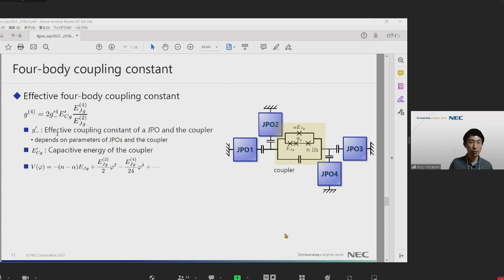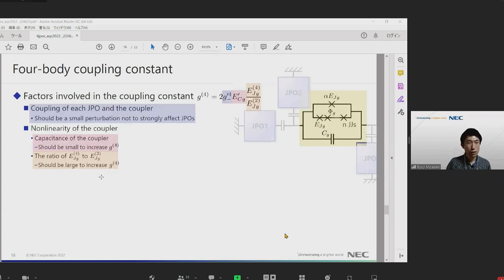G minus prime is the effective coupling constant of a JPM coupler that depends on parameters of the coupler. And ECG prime is the effective capacitive energy of the coupler for this capacitance. And EJG4 and EJG2 are the coefficients of the second and fourth order terms of the potential of the coupler. Let me mention factors involved in the coupling constant G4. There are two parts. One is coupling of each JPO to the coupler, characterized by G minus prime. We want it large to increase G4, but it should be a small perturbation, not to strongly affect JPO. So we do not make it large.